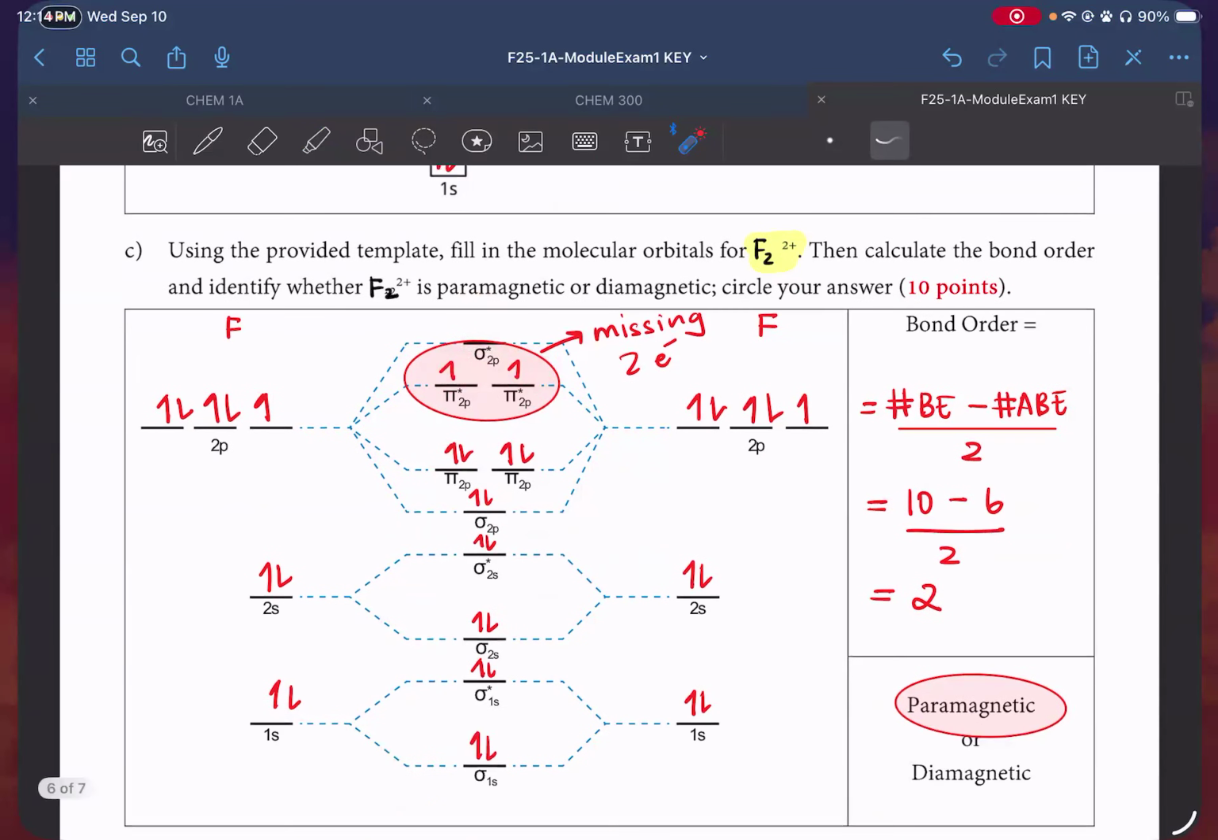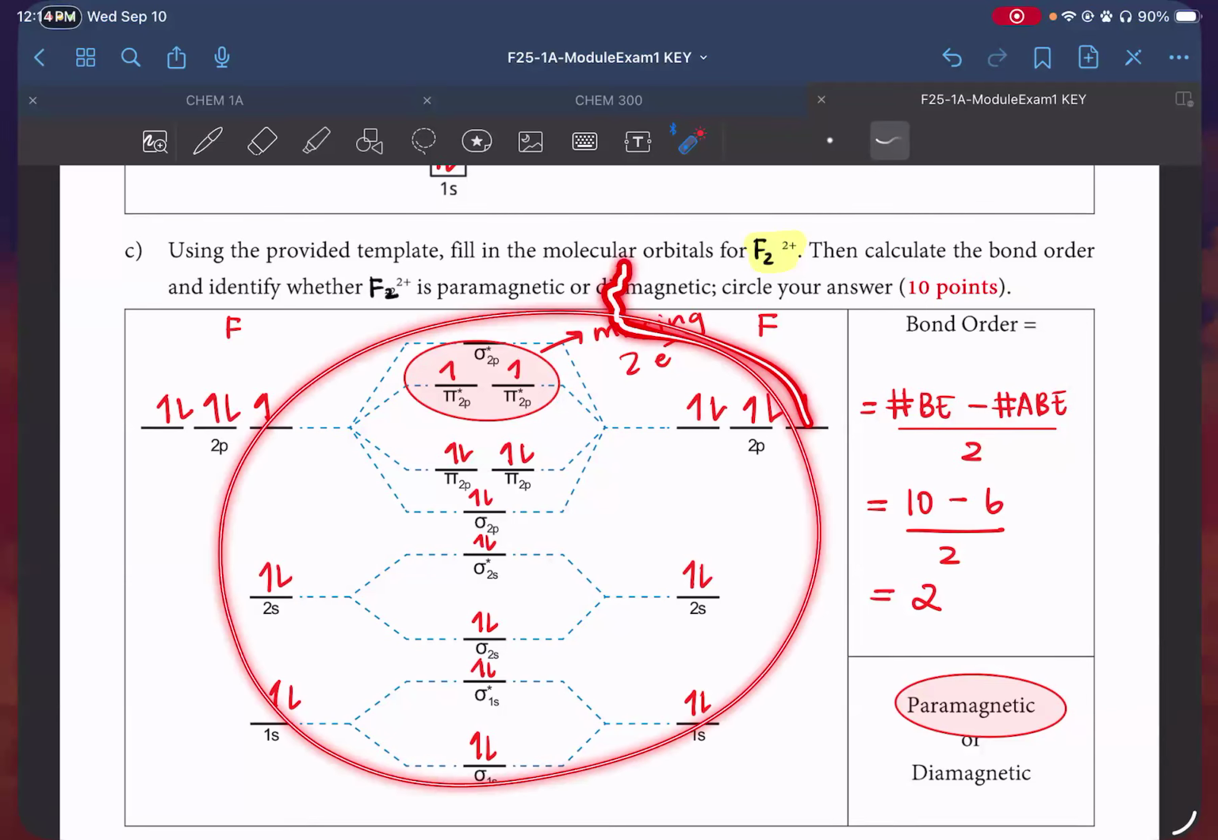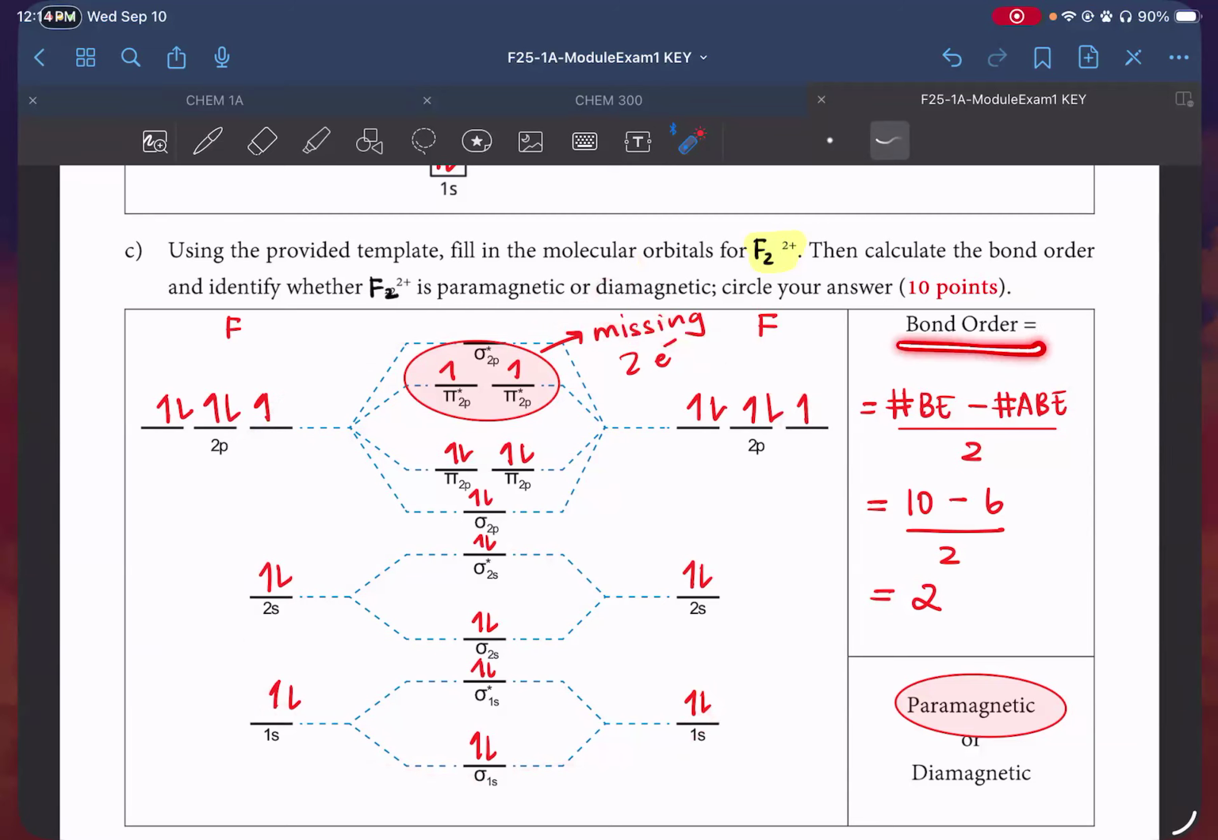This was a kind of question where your mistakes did carry over. If you got partial credit for your MO diagram, but your bond order was correct based off your incorrect diagram, you would have gotten 1 out of 3 points, right?